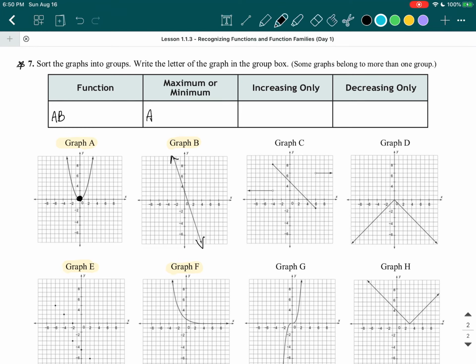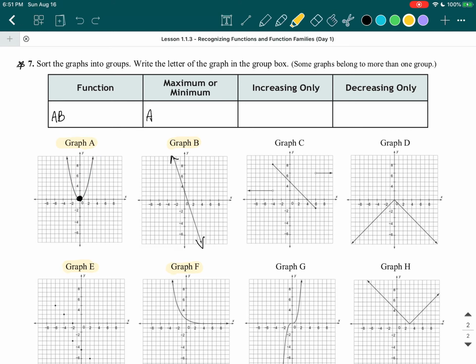Let's check to see if graph A is increasing only. So can we put A into this box over here? Let's take a look. So remember, when we read the graphs, we read it from left to right. I'm gonna highlight it just so that we can see. Starting from the left, we're going down, down, down, down. If we're going down, does that mean increasing or decreasing? That means decreasing, right? And then we go up, up, up, up. That means we're increasing. So in graph A, we both decrease and increase. So is it increasing only? No, because it does both.